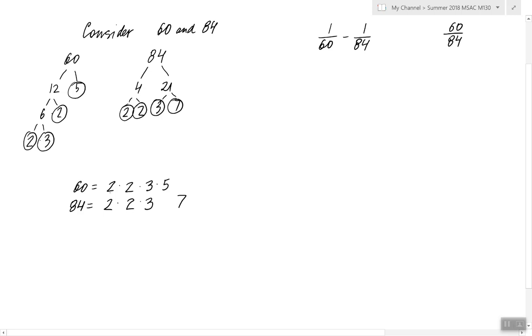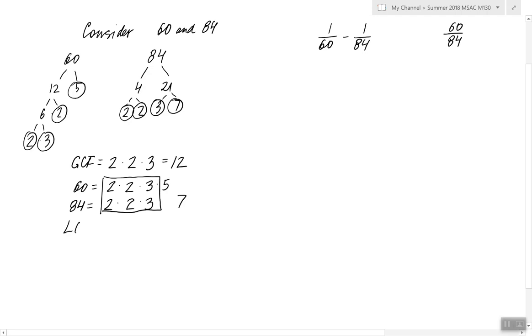If you write it this way, after you finish writing your prime factorization, you clearly see what these two numbers have in common. So what they have in common is called the common factor, and the product of all prime factors will be the greatest common factor. So GCF of these two numbers is 2 times 2 times 3, which is going to be equal to 12.